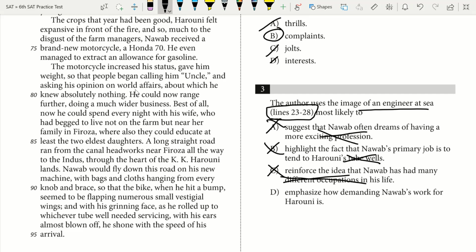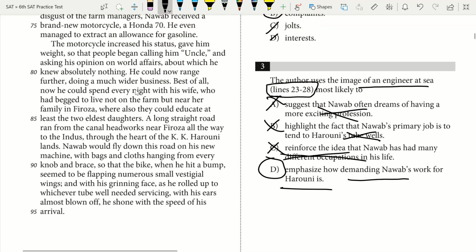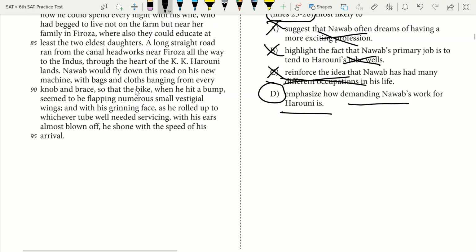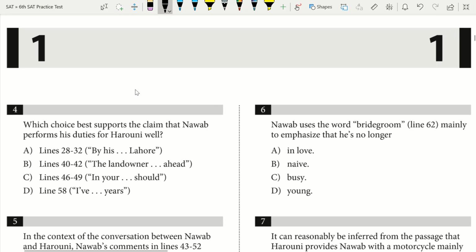D, emphasize how demanding Nawab's work for Haruni is. Yes, right, we're showing how demanding it is. It's demanding like the work of an engineer in a steam or a boiler room. All right, so now we got question 4. Which choice best supports the claim that Nawab performs his duties for Haruni well?